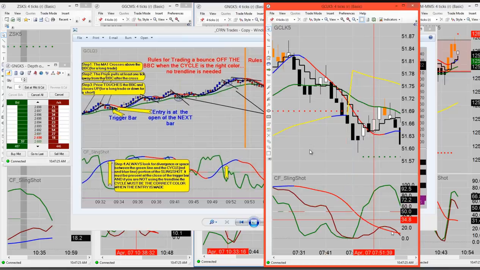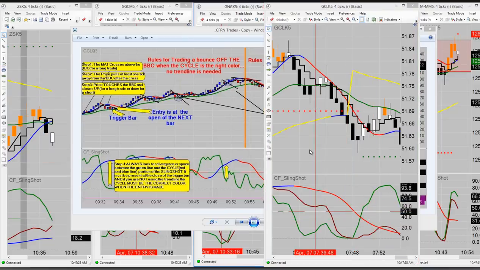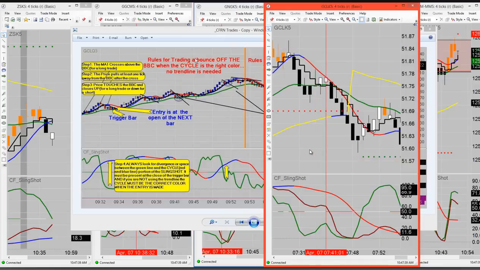Okay, we are finally out of that natural gas trade with 6 ticks profit. Okay, now that's this trade on this side.